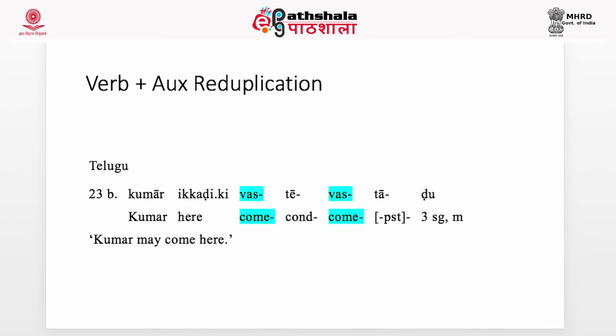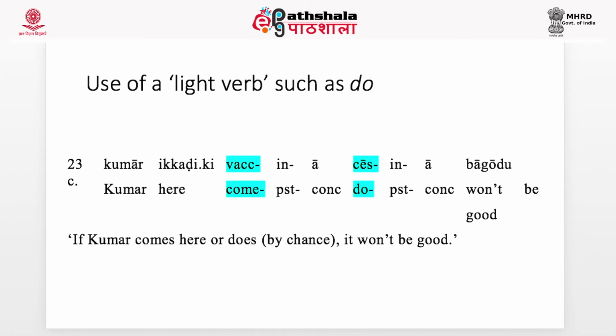What we notice is that in vaste vastadu, the verb stem is reduplicated, and the first part of the verb stem carries the conditional marker and the second part carries the auxiliary. Then Dravidian languages have another significant feature where a light verb such as do can be used with the verb, for example in a sentence like, if Kumar comes here or does something like that, it won't be good. But what he is trying to say is, if Kumar comes here, it won't be good.